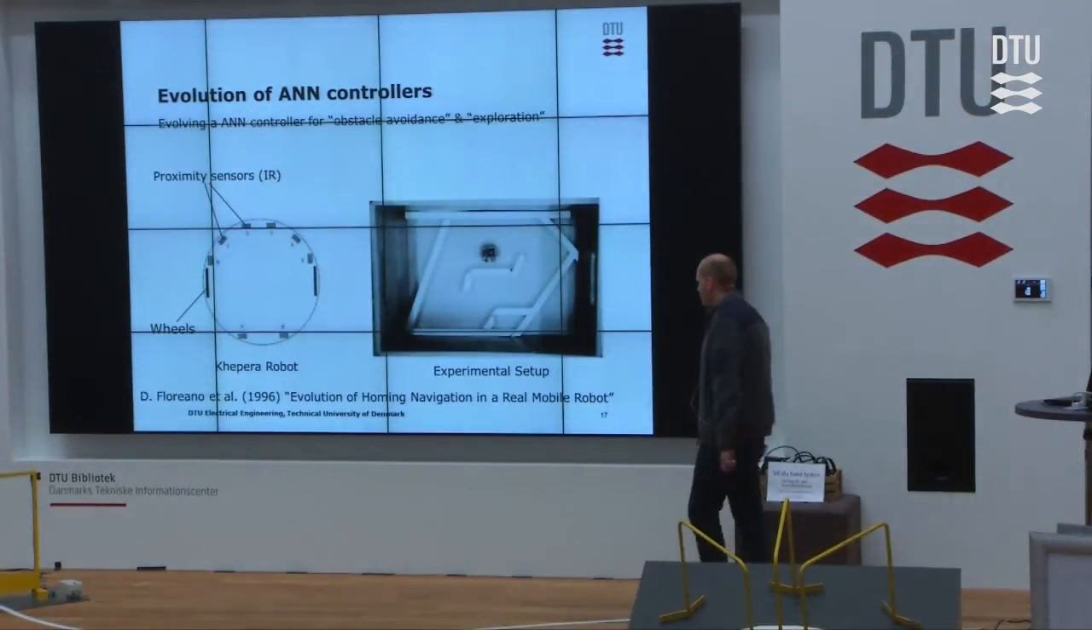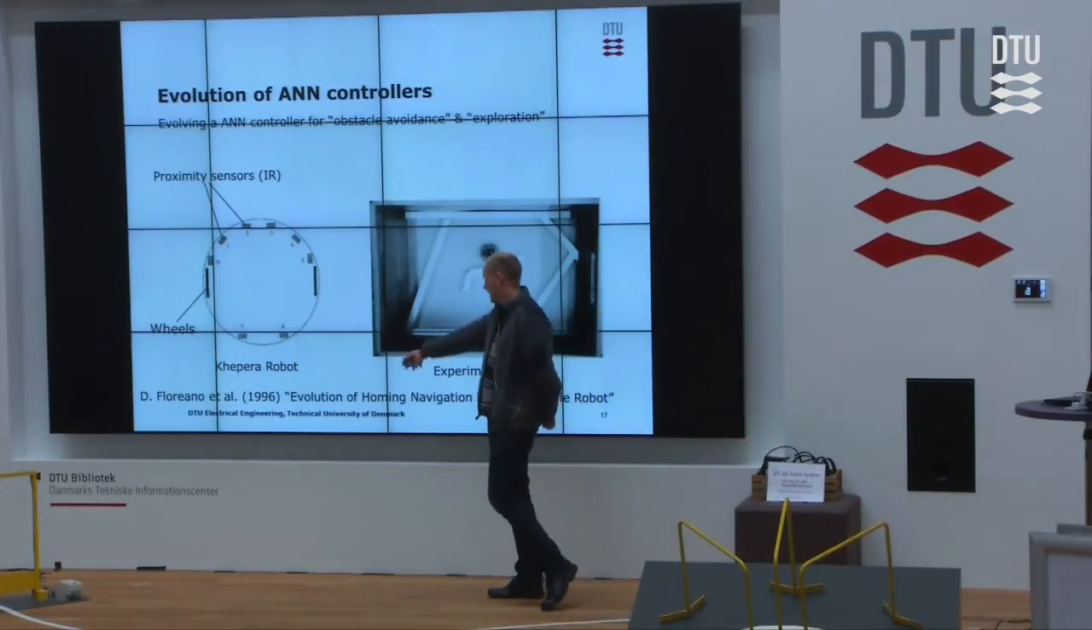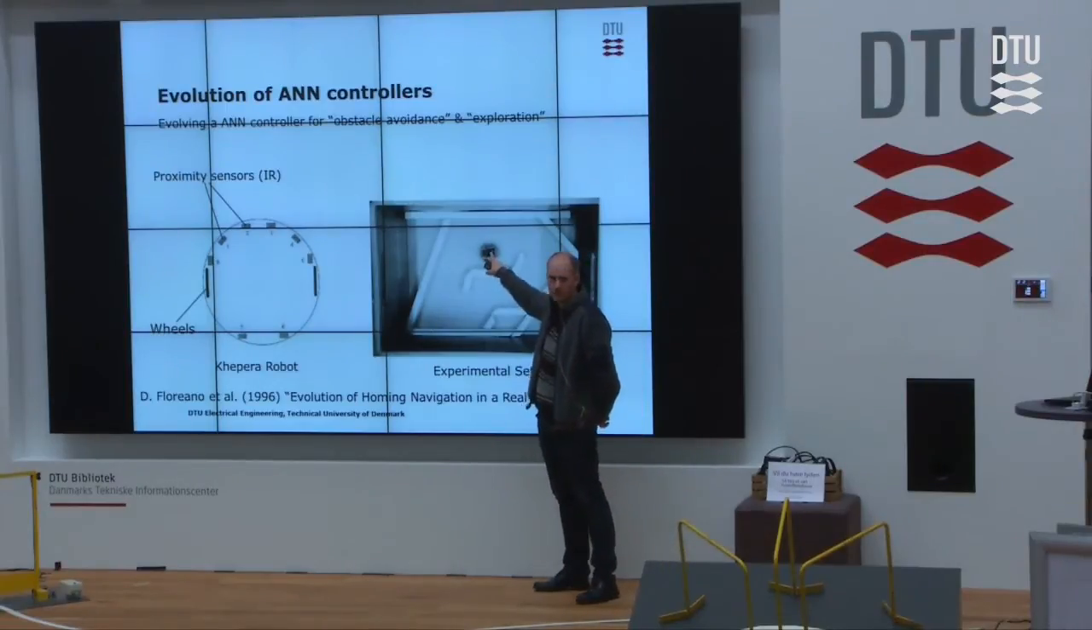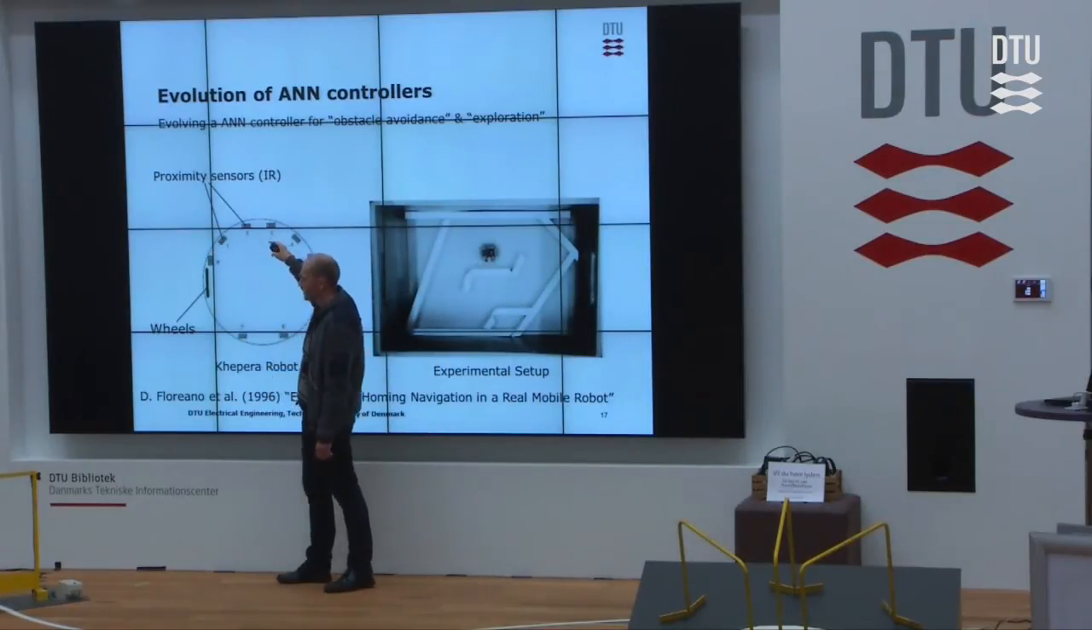So a very classic example from Dario Floreano's book in '96 is this small Khepera robot, which is basically a small round robot with 2 wheels, very similar to the robots you have here. It can drive around in a small arena like this. It has a number of sensors. These are proximity sensors here, which measure distance, and in the back it has some distance sensors, and 2 wheels.